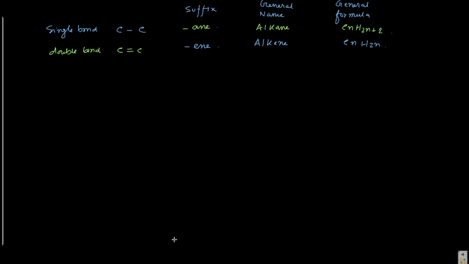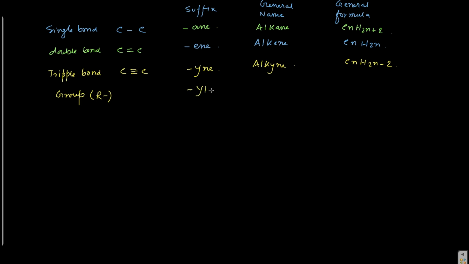Okay, like this. If you take a triple bond, C triple bond C, it becomes YNE. The general formula for alkyne is CnH2n minus 2. Okay, like this. When a group R is present with a bond, then the suffix is YL.